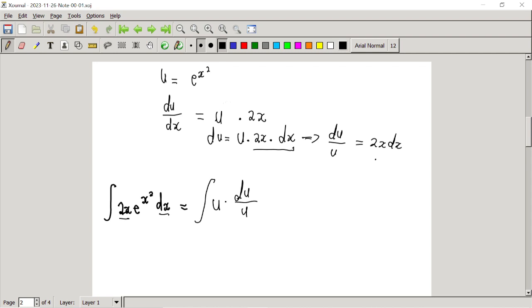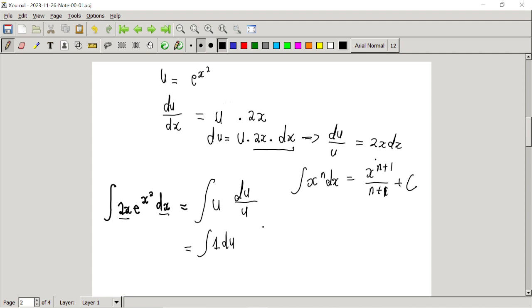So I write the integration symbol. This one and this one divide, so our function will be left with 1 du. But we know that when we are integrating a function of this form, it is the same as x to the n plus 1 divided by n plus 1, plus constant c.